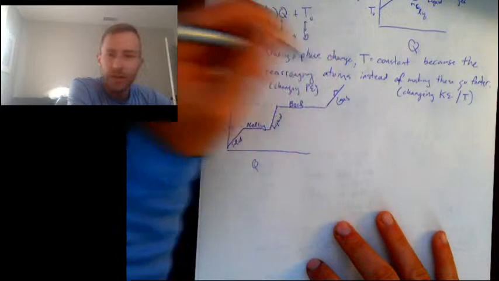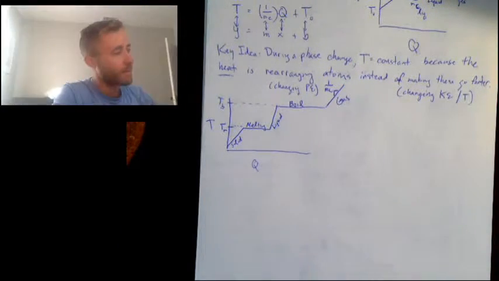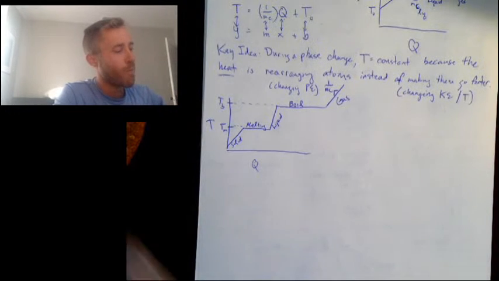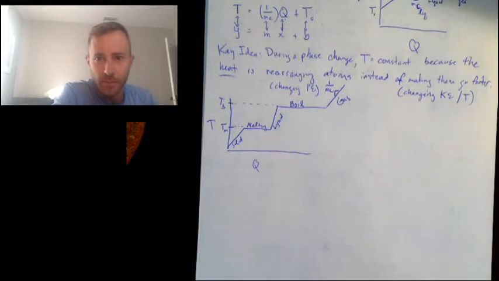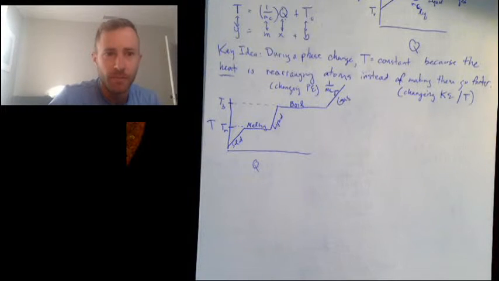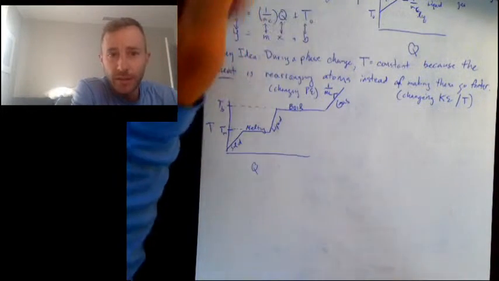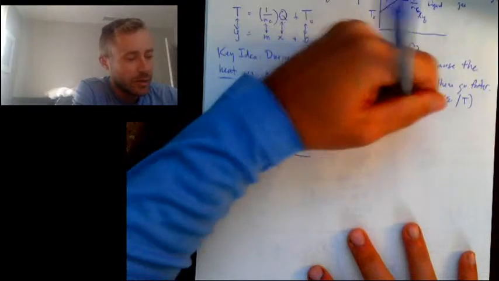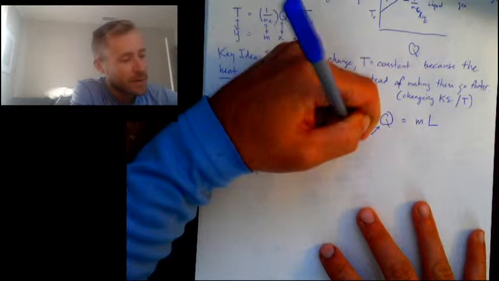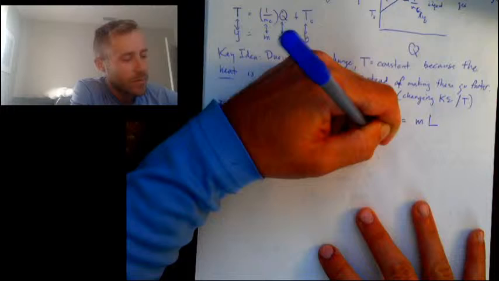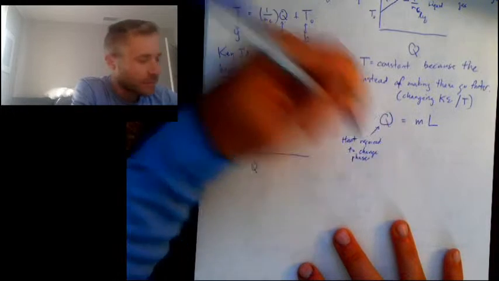The slopes are related to the specific heat capacity. So the slope is going to be 1 over mc. All right? Where the specific heat capacity is the specific heat capacity of that particular phase. So solid, liquid, or gas. Okay. So now let's talk about the heat that you need to change the phase. So Q, the equation is Q equals mL. So Q, in this case, is the heat required to change the phase. Okay.